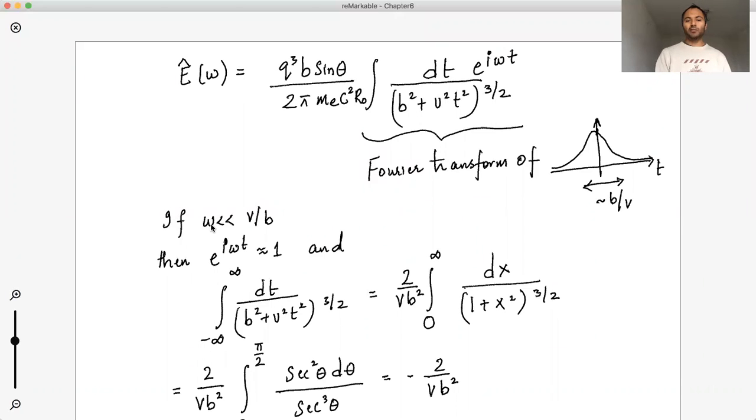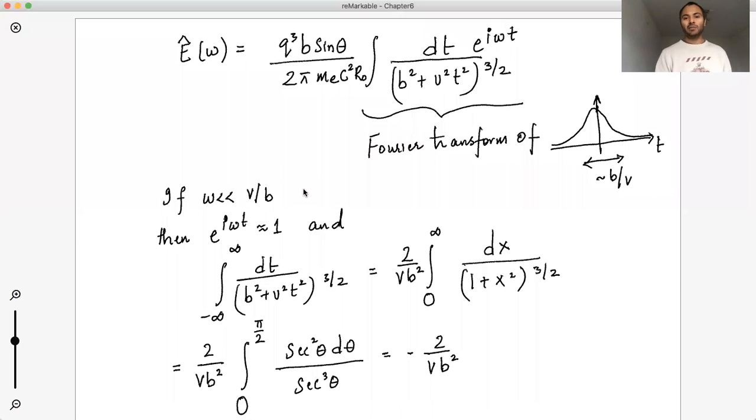So if I now choose a frequency which is far, far less than v by b, the inverse of the time scale, then I have a scenario where this function here, when it has significant values, e to the power i omega t is very close to 0, right? So e to the power i omega t is almost equal to 1 when omega is too small. How small is too small? Well, it has to be smaller than the inverse width of this curve, right? So that's basically v by b.